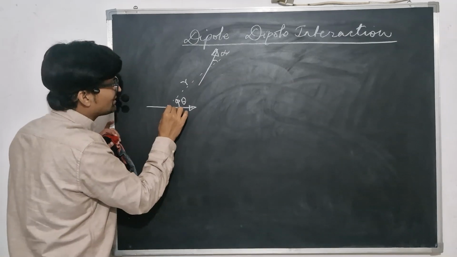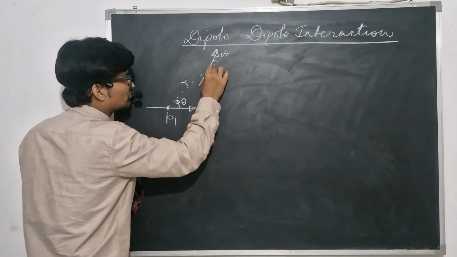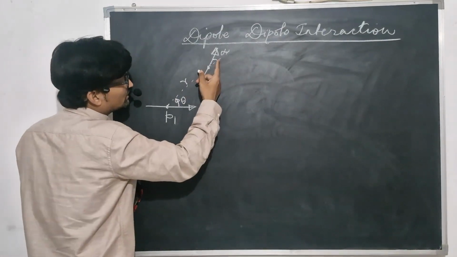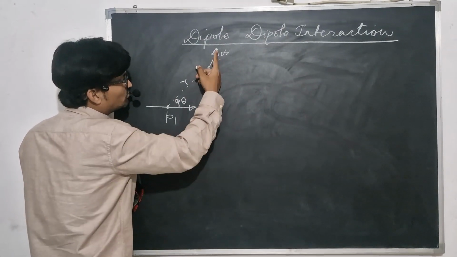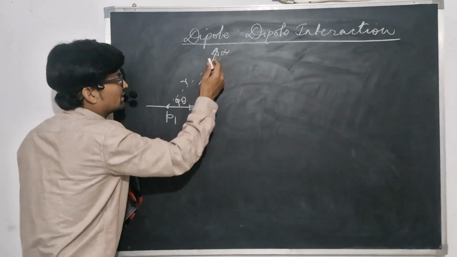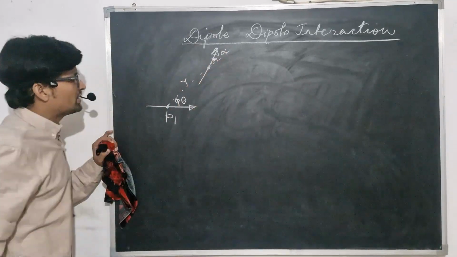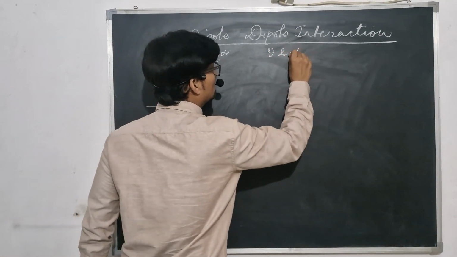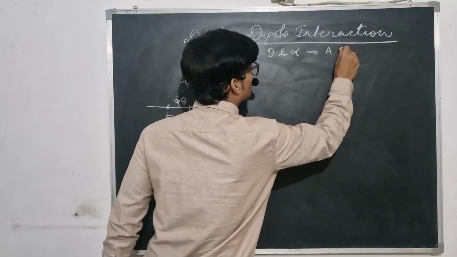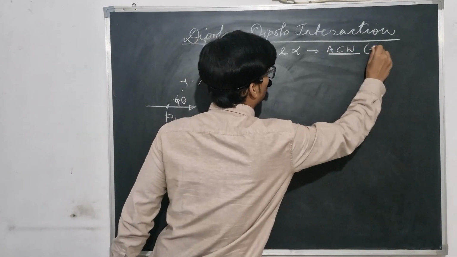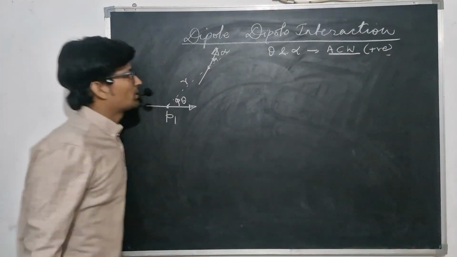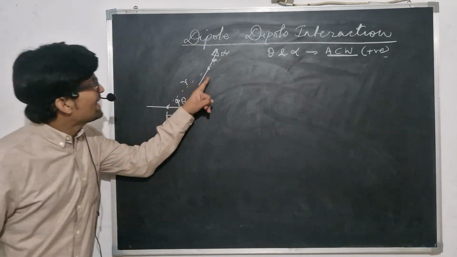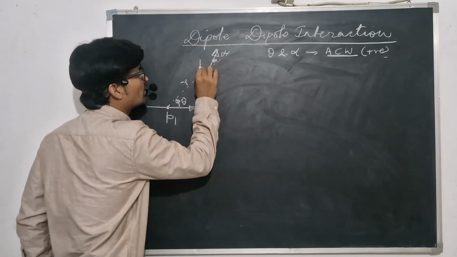So r is this distance from the center of the first dipole to the center of the second dipole. And this alpha is the angle the dipole is making with respect to this line. Here it is also in the anti-clockwise sense. So I'm taking this theta and alpha both in the anti-clockwise sense, and it is taken to be positive. Okay, and we have P1 and this dipole of dipole moment P2.